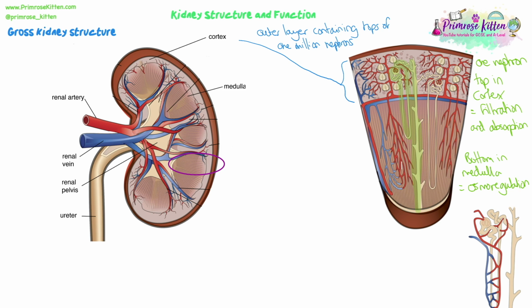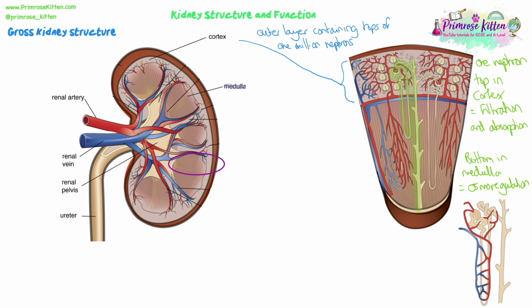You can see one of the structures here taken out of the section of kidney, and we'll look at that in more detail as we go through figuring out the processes of reabsorption and filtration. Now, the bottom part is the medulla, the inner layer of the kidney, and it contains the tubes that drain the filtered wastes into the renal pelvis.